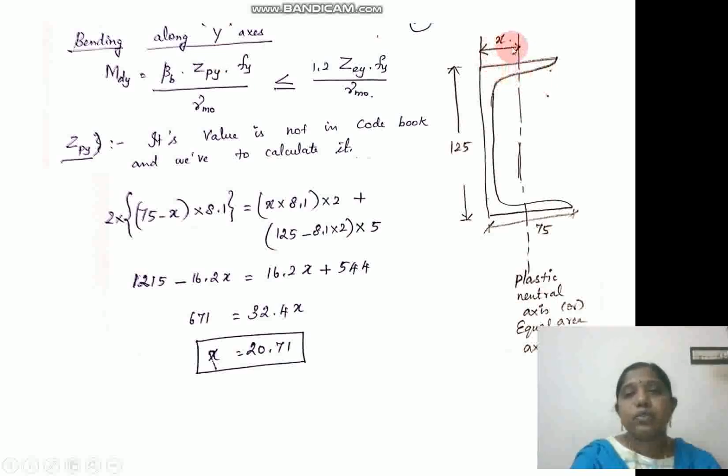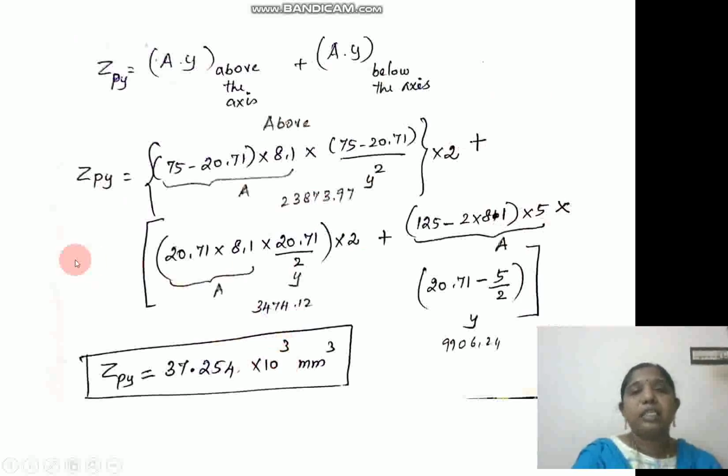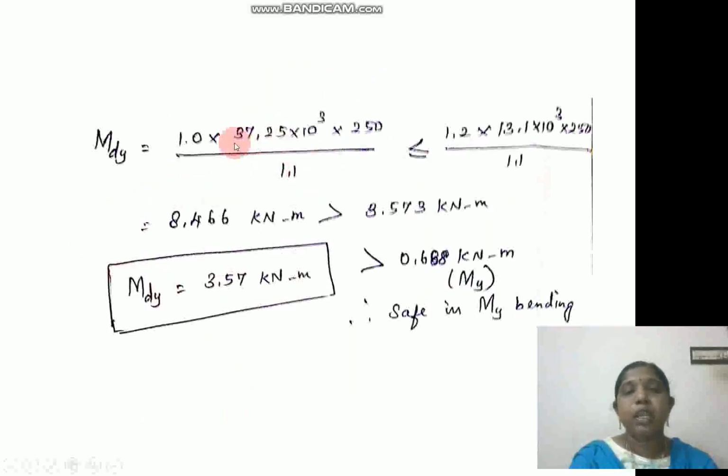So assuming x, I am calculating the equal areas and finding out the x distance, and next I am finding out the area above and below the axis into y, which is my ZPY. I am calculating it. If you go through, you will be able to understand. It is clearly written over here. Now finally I found out what is ZPY. After finding out ZPY, I am calculating these two values.